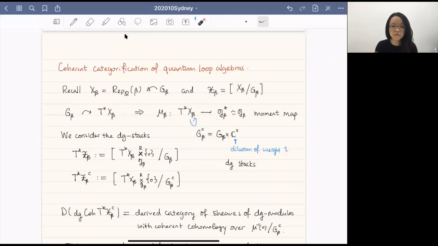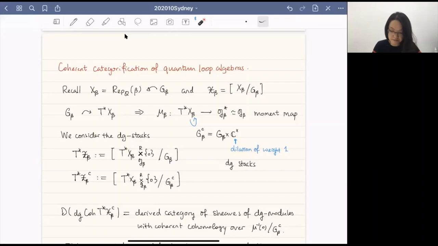And then the cotangent of this stack X_β is defined as the derived fiber of μ_β at zero, quotient by G_β. So in other words, you do the derived fiber product of T*X_β with zero over g_β, quotient by G_β.